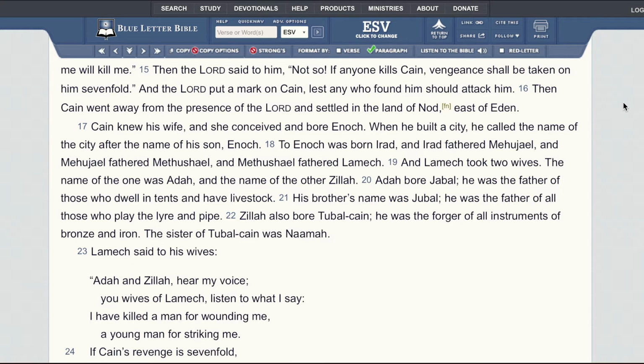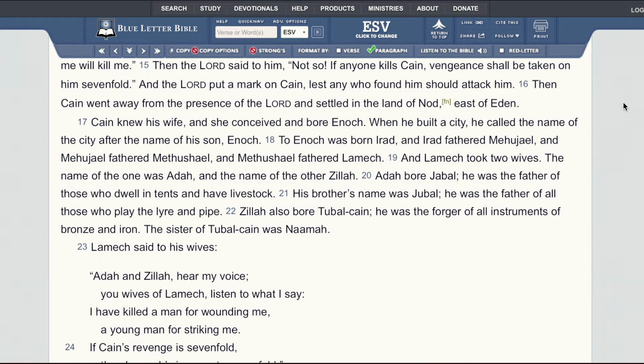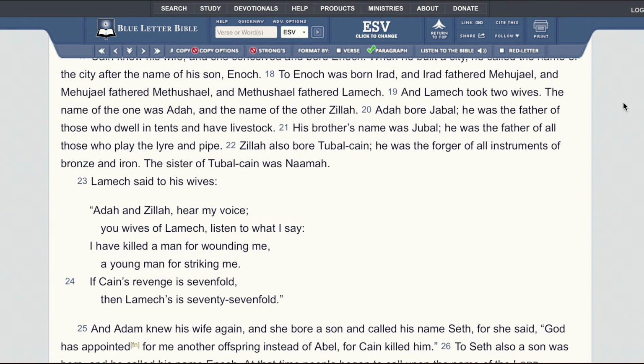Cain knew his wife, and she conceived and bore Enoch. When he built a city, he named the name of the city after the name of his son Enoch. To Enoch was born Irad, and Irad fathered Mehujael, and Mehujael fathered Methushael, and Methushael fathered Lamech. And Lamech took 2 wives. The name of the one was Ada, and the name of the other Zillah.